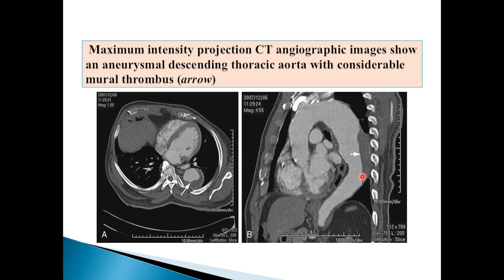This is the same lesion from a different point of view to see that there's a significant bulge in the wall of the aorta, and this bulge contains a mural thrombus.